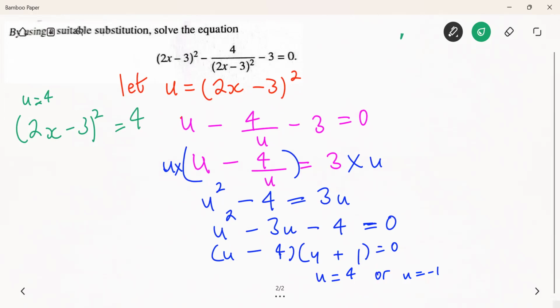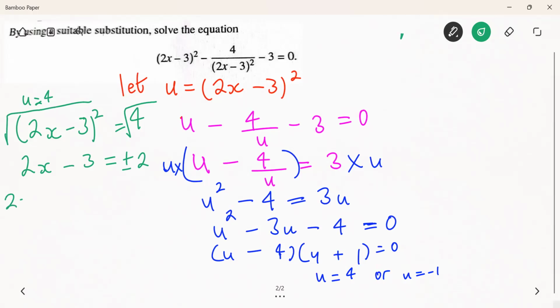To solve this for x, I need to do inverse operations. I need to get rid of the square. To get rid of the square, you need to square root. But whatever you do on one side, you do on the other. Then this is going to give me 2x minus 3, because the square root cancels the square. Now, the square root of 4 is not just 2. It's plus and minus 2, because positive 2 squared is 4, minus 2 squared is 4 as well.